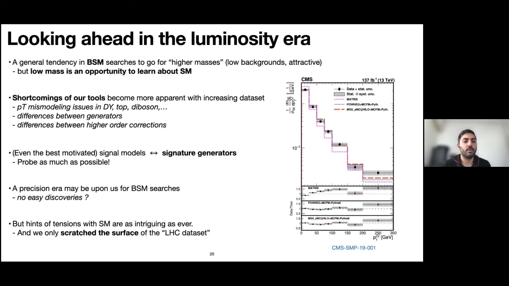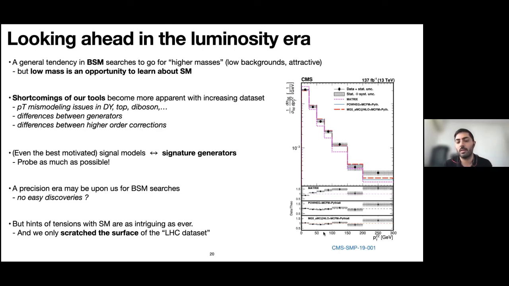And what do I mean by that? Shortcomings of our tools, our Monte Carlo, our theoretical understanding become more apparent with the increasing data set if we stay with high background searches. These can be mismodeling issues in very common standard model processes like Drell-Yan, t t-bar, diboson processes, differences between different generators, POWHEG versus MadGraph, differences between different calculations of higher order corrections. And famously, you can think of the muon g minus 2 anomaly, with different theory groups sort of battling at the moment, I would say, cheekily. But the point is, there are things to be learned.